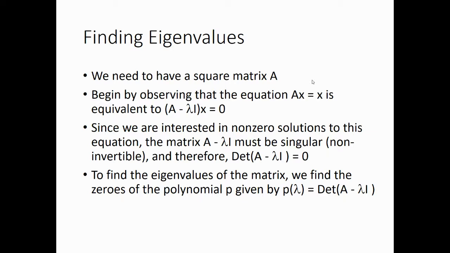If this polynomial has a repeated factor, such as (lambda minus 3) raised to the k, we say that 3 is a root of multiplicity k. Such roots are still eigenvalues, but they can be troublesome when k is greater than 1. Let's take a look at an example.